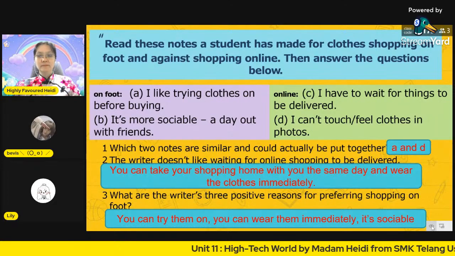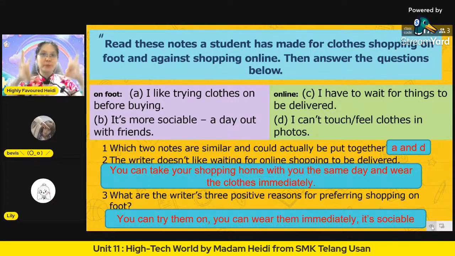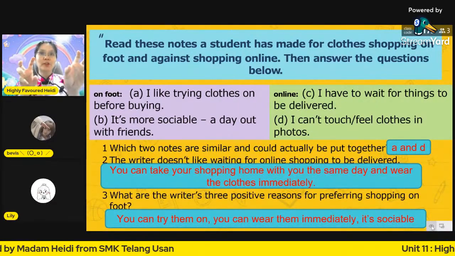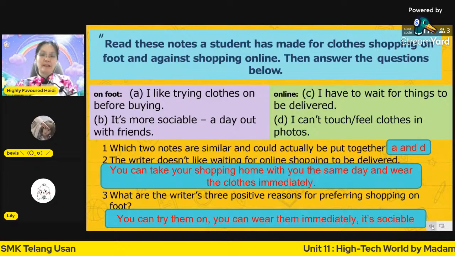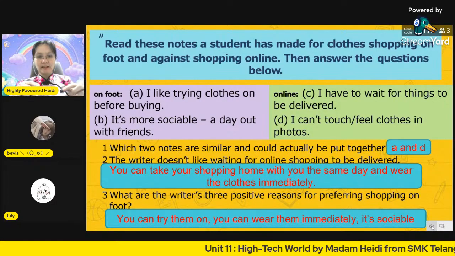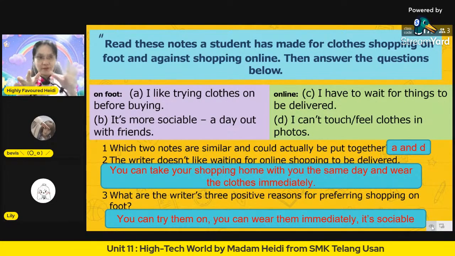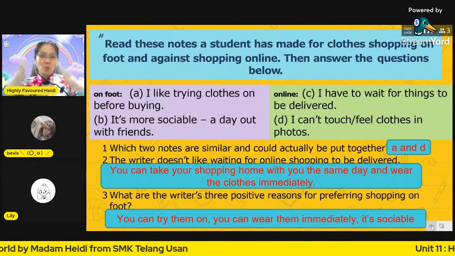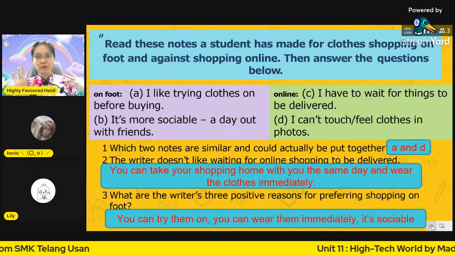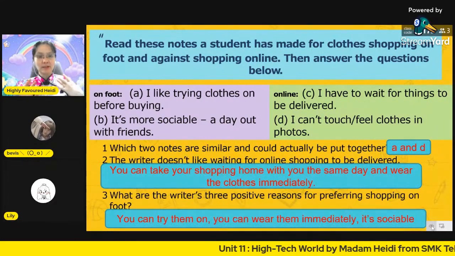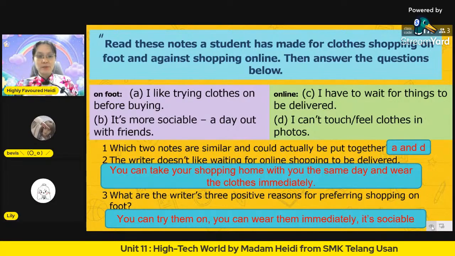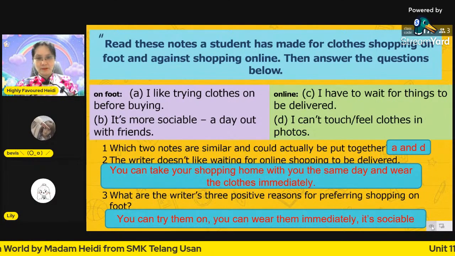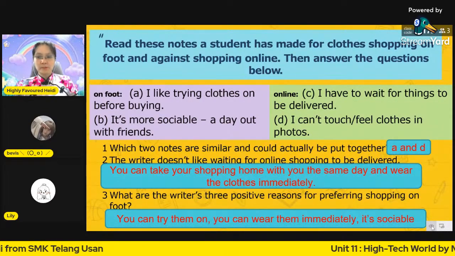It's sociable. So basically, for both Bevis and Lily, you're both sociable. You separated it into two, but actually it's the same meaning. The answer is not so specific about these two reasons, because the most important thing is that you give reasons. As long as it's not one but two, you already fulfill the requirement. But this writer gives three positive reasons. One, they can try them on. Then they can wear them immediately after you purchase. The third one is the sociable part.